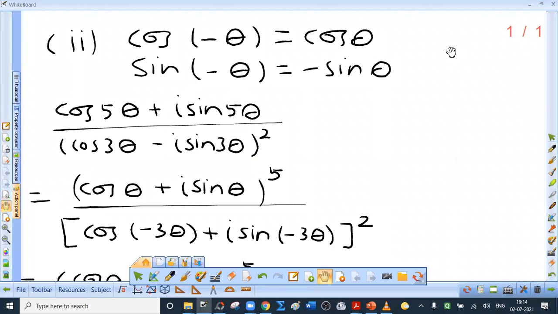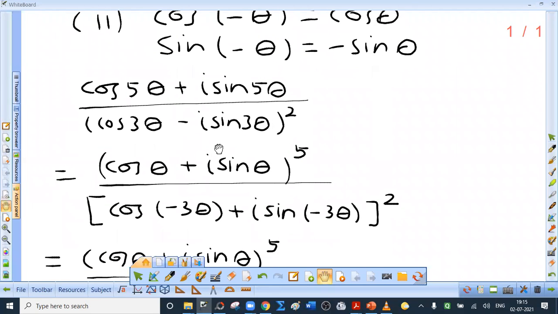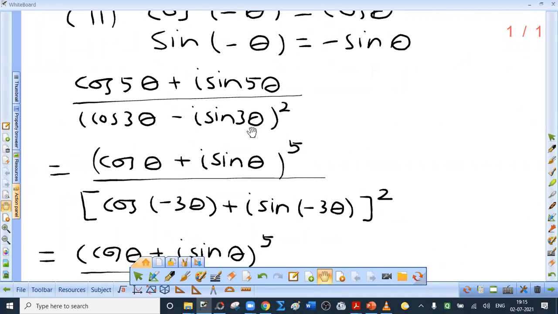Now in the second sum, we are going to use the result: cos of minus theta is cos theta, but sin of minus theta is minus sin theta. It means minus sin theta can be replaced by sin of minus theta, and cos theta, if required, can be replaced by cos of minus theta. So cos 5 theta plus i sin 5 theta, using De Moivre's theorem. Please write the reason. Give credit to that gentleman, De Moivre's theorem. So this is cos theta plus i sin theta raised to 5.